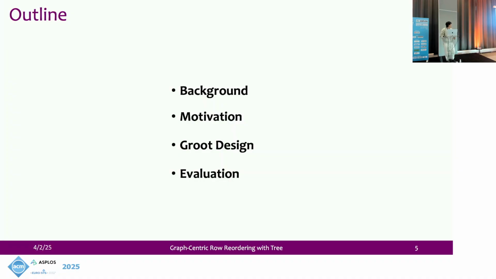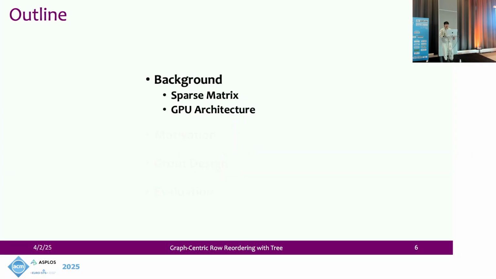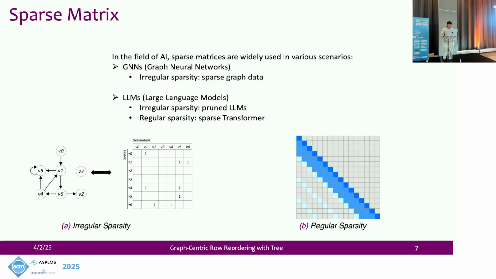So I'm going to split my work into parts. First, I'm going to introduce the background and motivation, then the Groot design, and finally the evaluation. For the background, I'm going to briefly mention what a sparse matrix is and the core features of the modern GPU architecture. Sparse matrices are everywhere in AI.